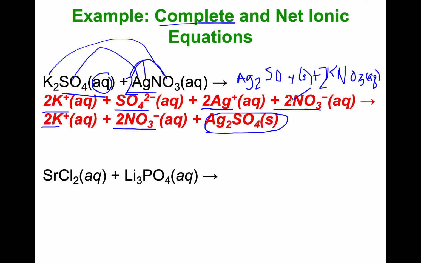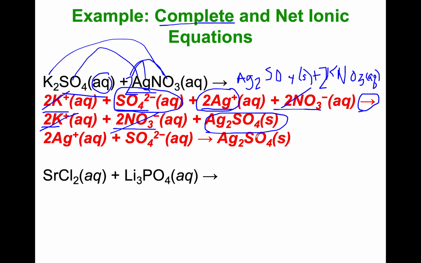So if you take a look, 2 nitrate on the left, 2 nitrate on the right, 2 potassiums on the right, 2 potassiums on the left of the arrow. So I'm saying and canceling what's on the arrow. So then we just look at what's left. It's the silver, and the silver is combining with the sulfate, and that forms the product. So that's your net ionic equation. Okay, that's the chemistry. That's what's really happening in solution.